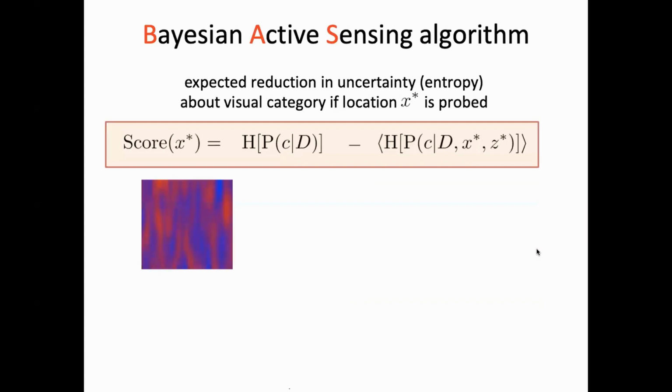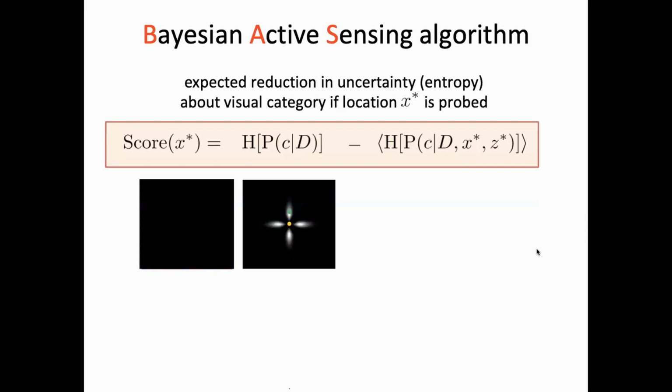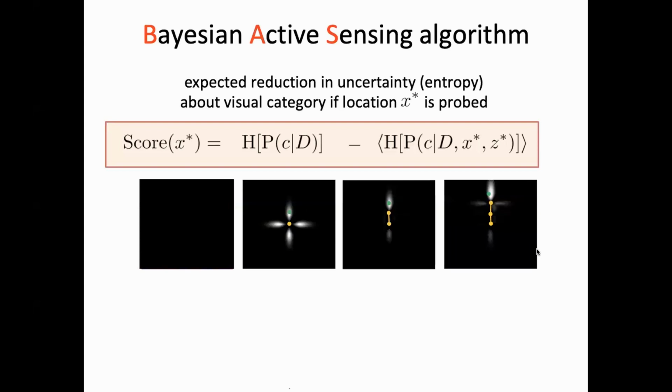Now we show the fixation locations generated by the BAS algorithm without motor noise added, which we also call noiseless BAS. We start with a vertical stripy underlying image. The algorithm, of course, does not know that. Having fixated the center, the algorithm computes a grid of scores and goes for the locations with the highest score. And this procedure goes on.